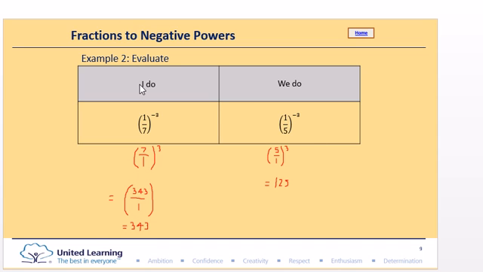Okay, so for the we do, 1 over 5 to the power negative 3. First step, get rid of the negative power by flipping that fraction upside down. So 1 over 5 to the power negative 3 becomes 5 over 1 to the power of positive 3. 5 to the power 3 makes 125, 1 to the power 3 makes 1, so we get 125 over 1, similar to this format, but then we simplify that to just 125. Well done if you got that right, that's really good.